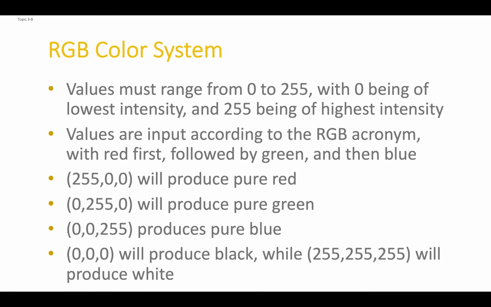Values are input according to the RGB acronym, with red first, green, and then blue. So, for example, if you put 255 in the red spot, and 0 in the green and 0 in the blue, then you will get pure red. Whereas if you put 255 in the green spot, the middle of your notation, it will produce pure green. And then if you put 255 in the blue spot, it will produce pure blue. And then if you put 0, 0, 0, that's no color in any of the spots, which produces black, and 255, 255, 255 is an equal mix of all the colors, which will produce white.